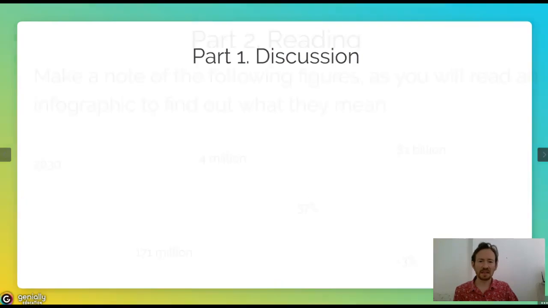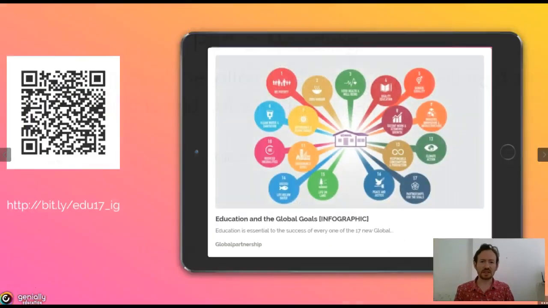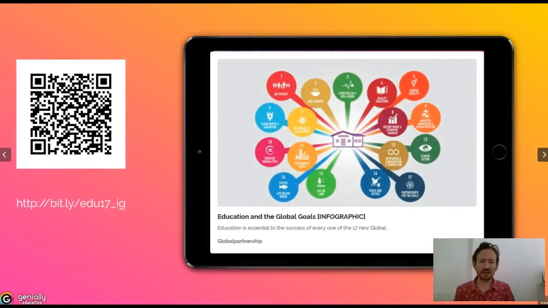Next, I take them to the next slide. They make a note of these figures, 4 million, minus 3%, and so on. When they've got these down, I go to the next slide. Here is the infographic. You may not always be happy about this, but most of your students probably have an internet-enabled smartphone in their pocket in class. Let's use it as a tool.